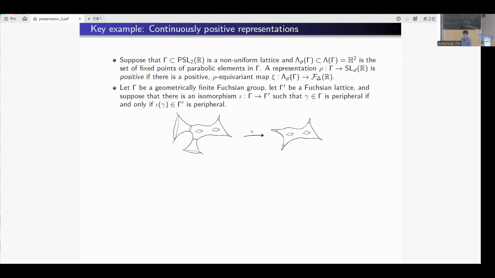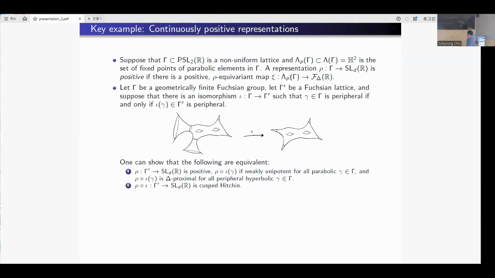Then the following are equivalent. This is my claim, which you should take with a pinch of salt. So what am I making equivalent? Number one, there's a positivity statement, a statement about positive representations, which are representations with positive maps only defined on the parabolic fixed points. And then I want to compare that to things that are cusped Hitchin. Let's go through the statement.